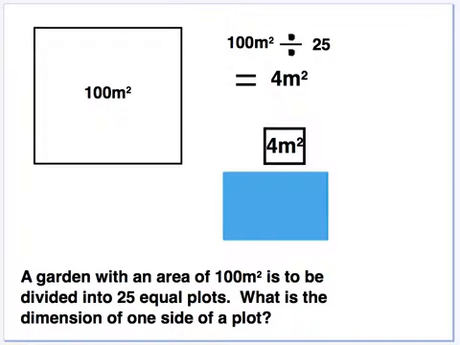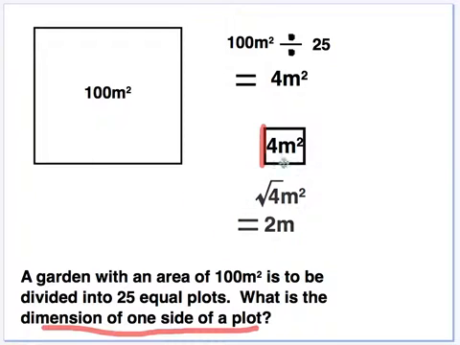But again, the question is not asking for the area of the plot. It's looking for the dimension of one side of the plot. So I want this right there. What's the relationship between the area and the length of one side? And hopefully you remember that you take the square root of the area and you get the length of one side. So the dimensions for each plot are 2 by 2.